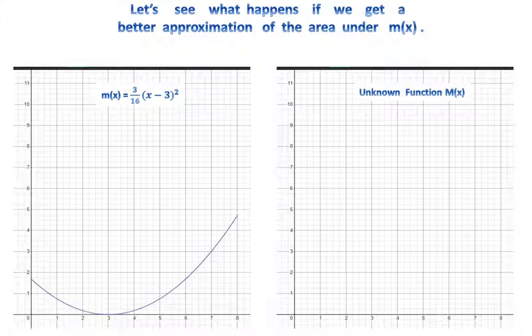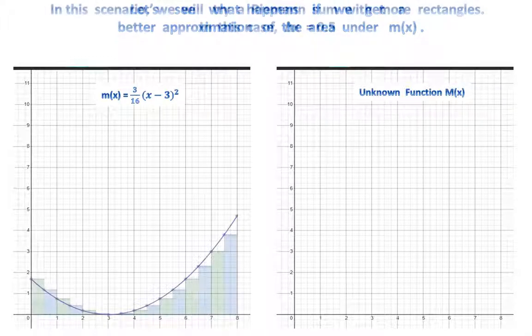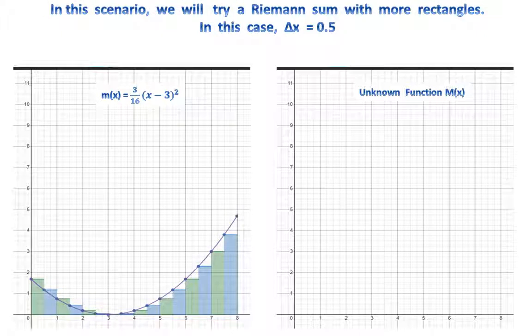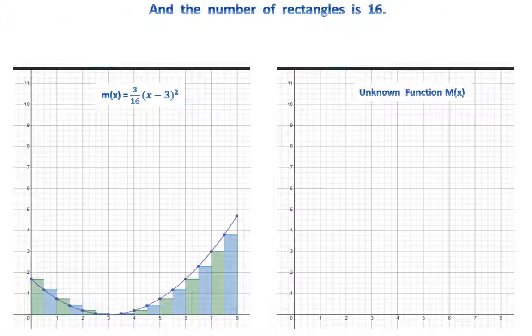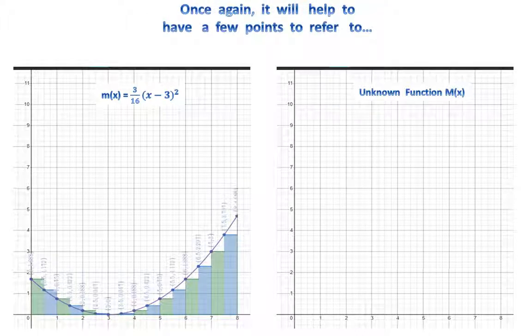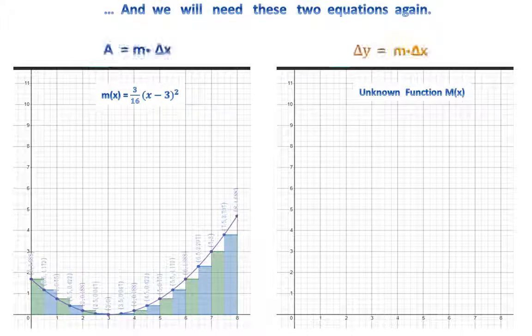Let's see what happens if we get a better approximation of the area under little m of x. In this scenario, we will try a Riemann sum with more rectangles. In this case, delta x equals 0.5, and the number of rectangles is 16. Once again, it will help to have a few points to refer to. And we will need these two equations again.